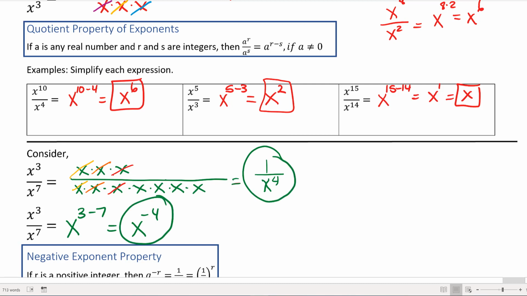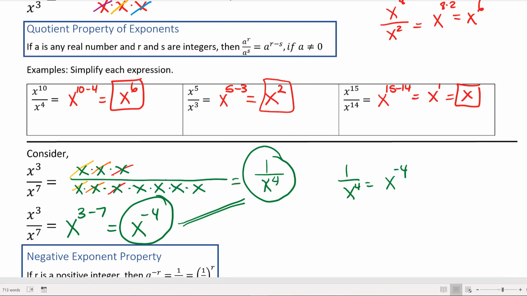Should the answer be 1 over x to the 4, or should the answer be x to the negative 4? Well, this is exactly what we were studying. We're trying to get you to understand that these two things are the same thing. 1 over x to the 4 is the same thing as x to the negative 4. But when you're answering problems, all this unit and all throughout the rest of the semester, you never want to leave your answers with a negative exponent. You want to turn them into the fraction if you can.